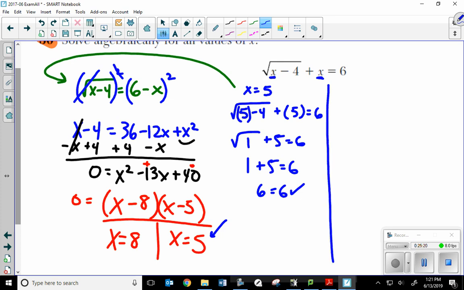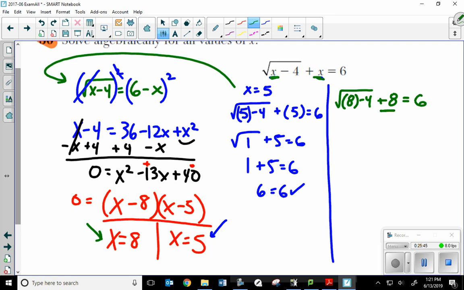Let's try 8. Okay, I'm going to put 8 in. Let's grab the green pen. 8 is going to go in for these x's. So the square root of 8 minus 4 plus 8 equals 6. I said that I could identify that 8 was not going to work right off the bat. How come?